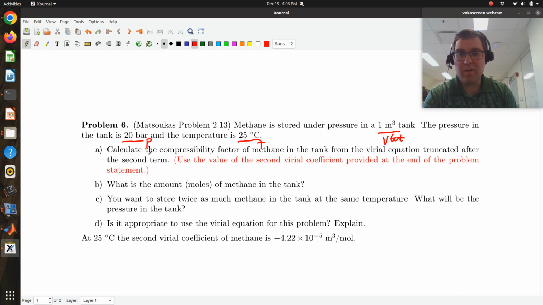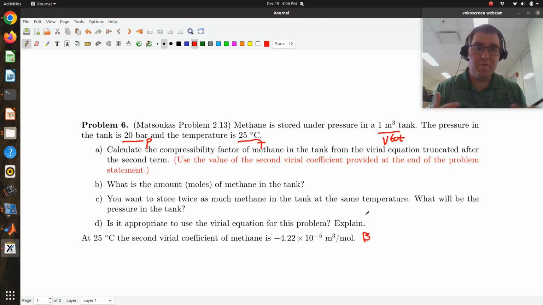A, we're told calculate the compressibility factor of methane, that's Z, in the tank from the virial equation truncated after the second term. Use the value of the second virial coefficient provided at the end of the problem statement. So at 25 degrees C, the second virial coefficient of methane is negative 4.22 times 10 to the negative 5 meters cubed per mole. Okay, so this has units of my molar volume, and so that's going to correspond to big B.